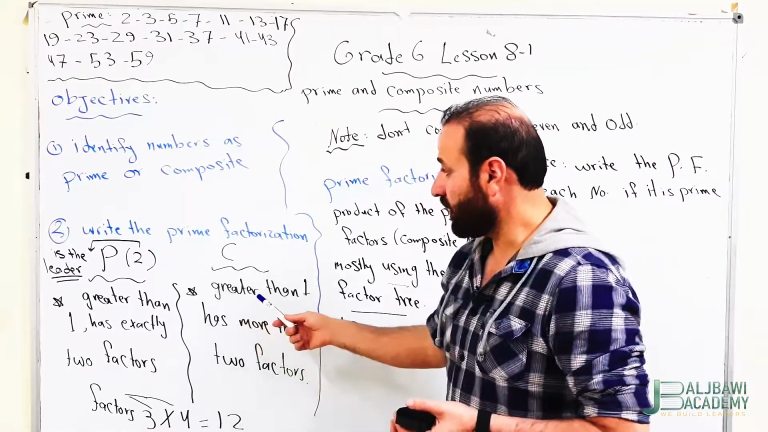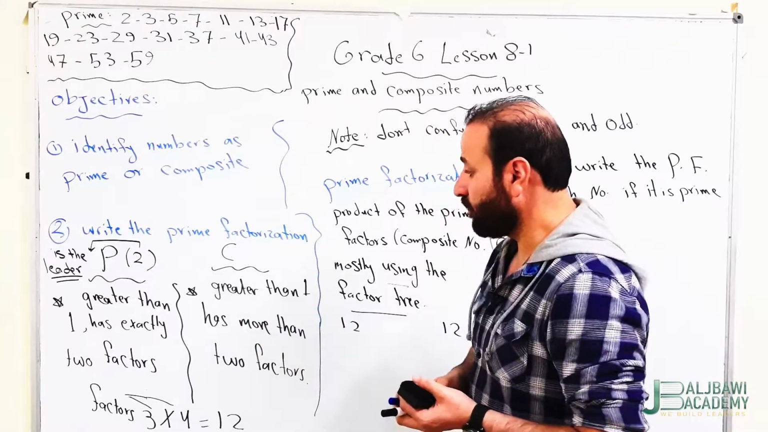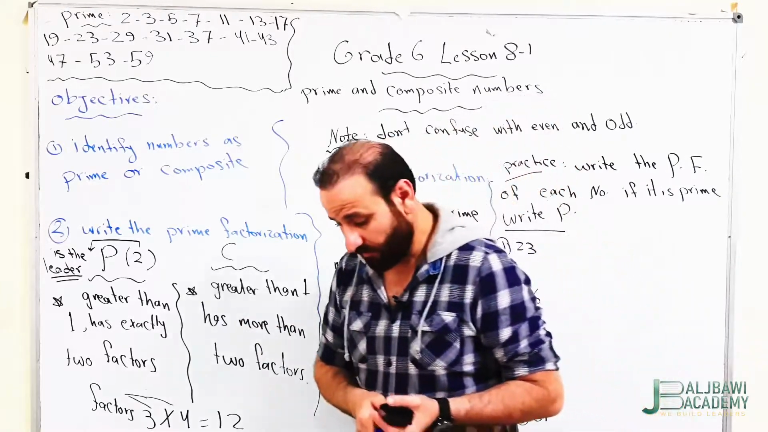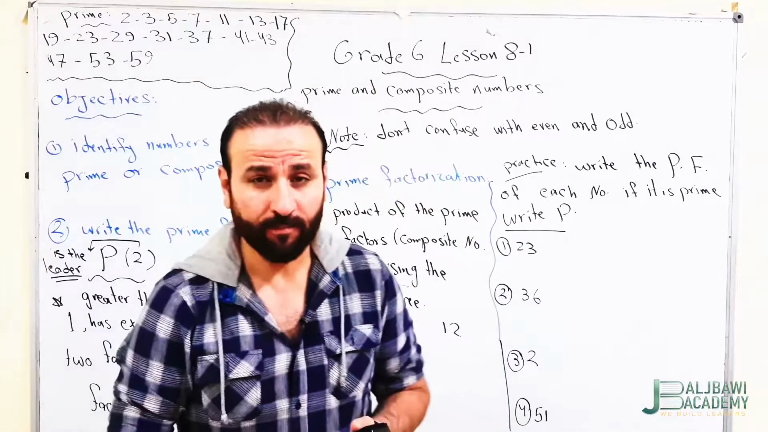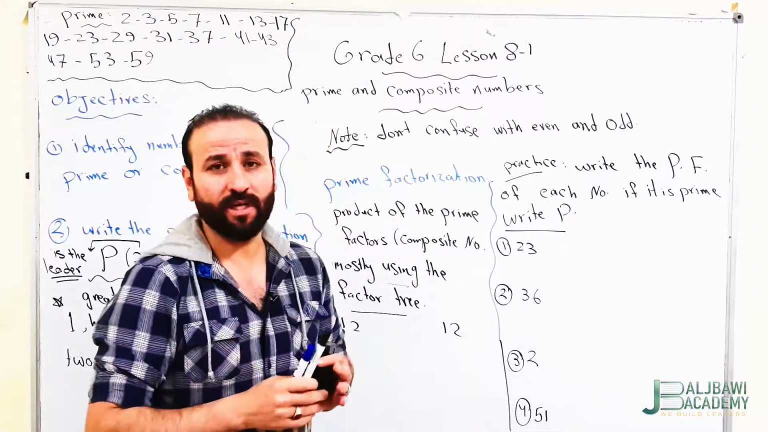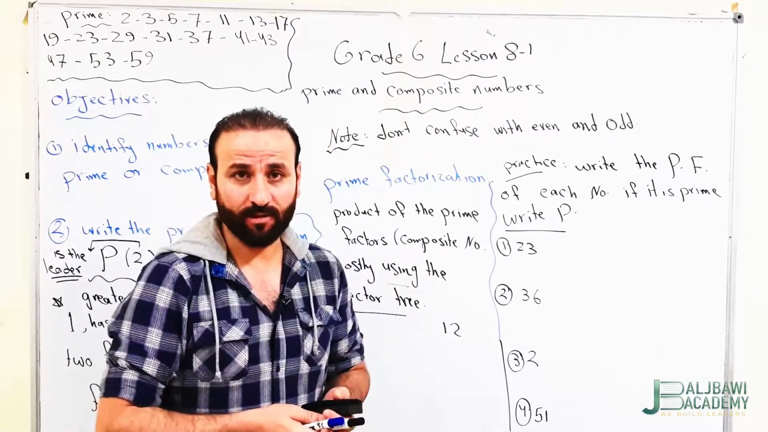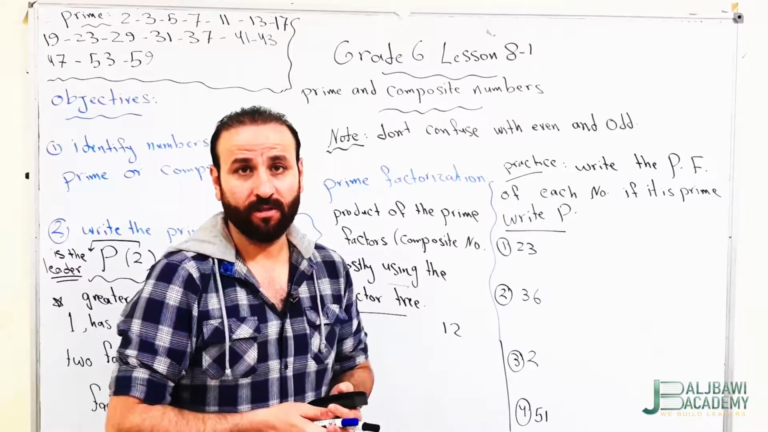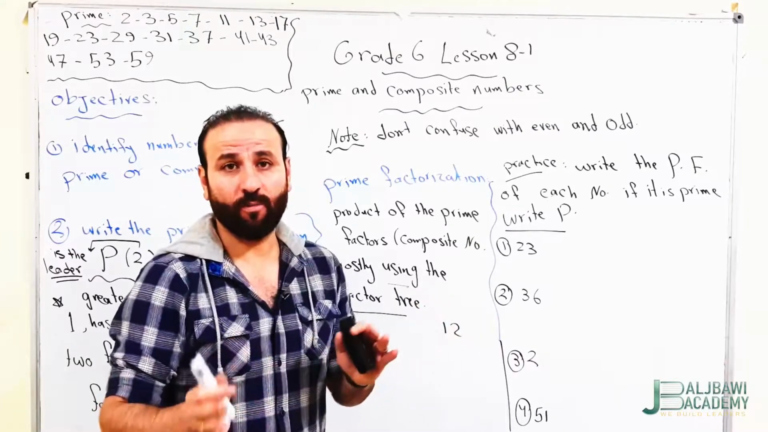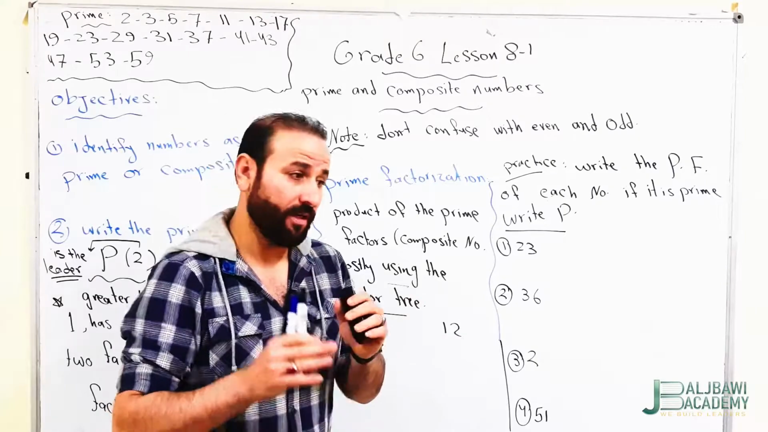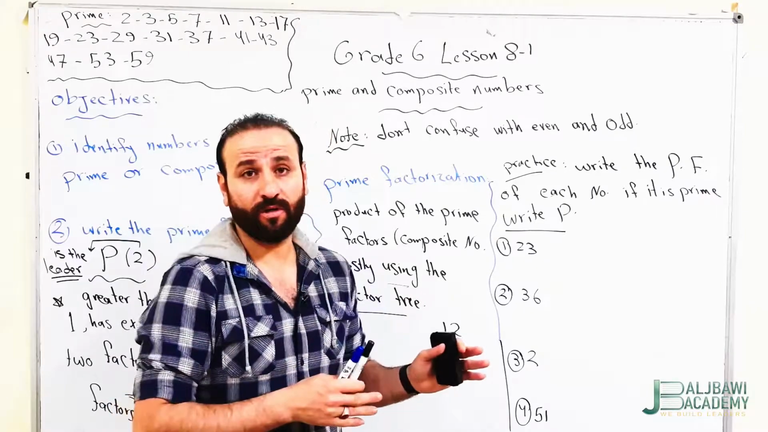Now the composite numbers: a number greater than 1 that has more than two factors. Any number greater than 1 which has more than two factors, we call it a composite number. So a number can't be composite and prime at the same time. The number is either composite or prime.